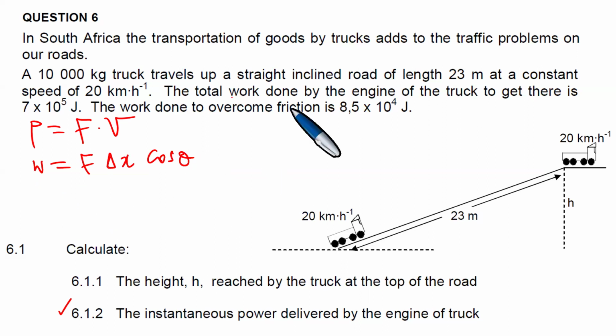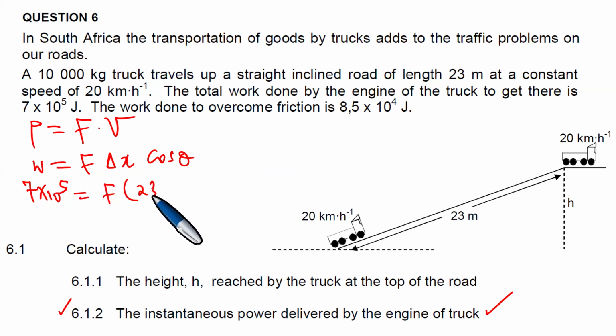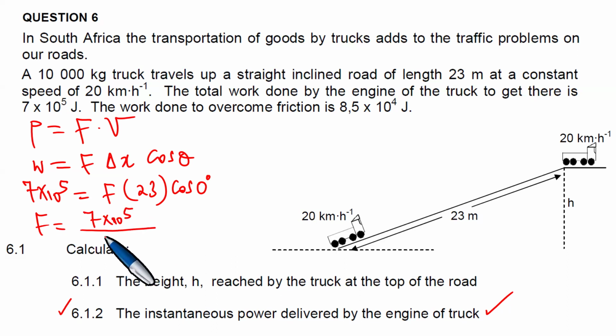We know the work done by the engine of the truck to get there, because we want to calculate the instantaneous power delivered by the engine. But how do you find that? We know very well that the work done by the engine of the truck is 7 times 10 to the 5th power, which is the force times 23 meters times cosine 0 degrees. So you have 7 times 10 to the 5th power, and you divide by 23.